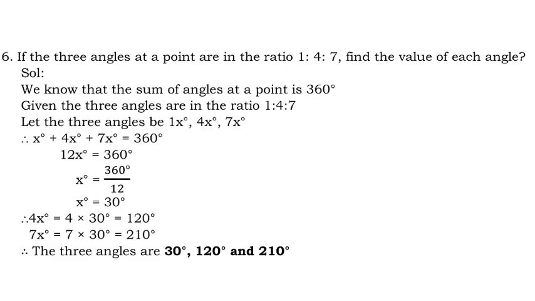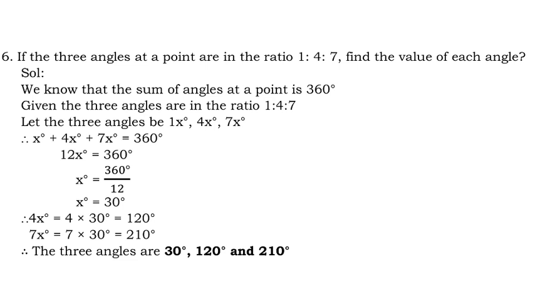Sixth question. If the three angles at a point are in the ratio 1:4:7, find the value of each angle. Solution. We know that the sum of angles at a point is 360 degrees. Given the three angles are in the ratio 1:4:7, let the three angles be 1x degrees, 4x degrees, 7x degrees. Therefore, x plus 4x plus 7x is equal to 360 degrees.